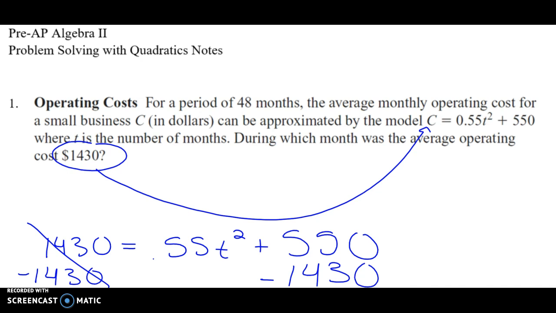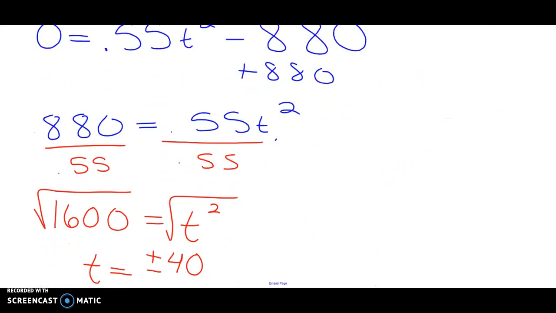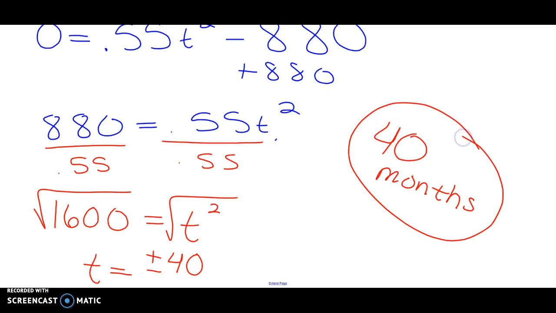No. A lot of times these are like distance. Does it make sense that I went negative 40 miles? Or that the length of a closet is negative 40 meters? No. So most of the time in a real world application like this, you're not going to include the negative version as your answer. So I would just say 40 months. That is your answer. The 40th month, that was my operating cost.